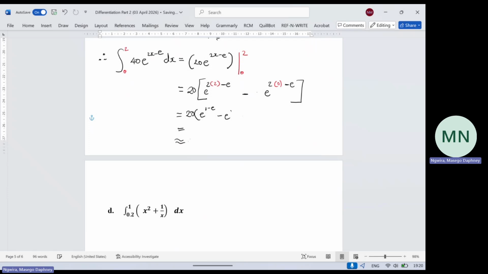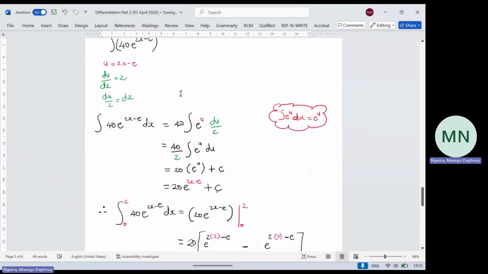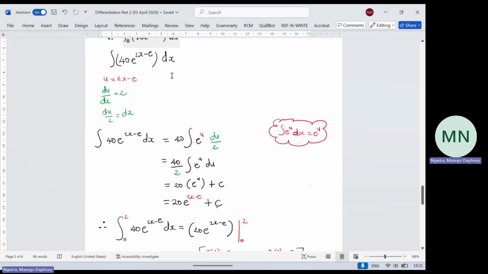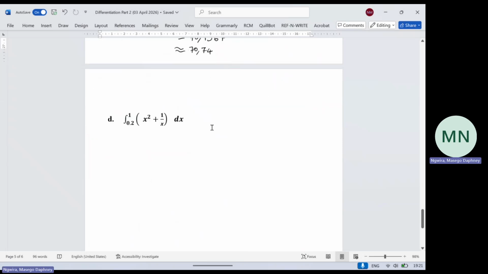So this is e to the power of 0 minus e. I'm right. I'm not wrong. Sorry about that, guys. So my answer is going to be 70, comma 74, approximately. Mine is different. It's 2x minus e, not minus 3. All right, sorry about that.